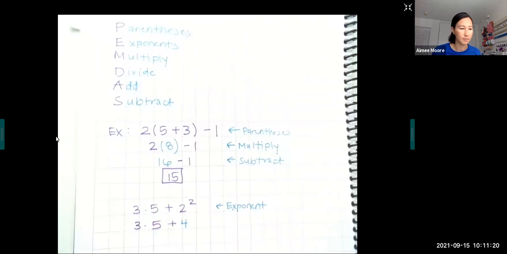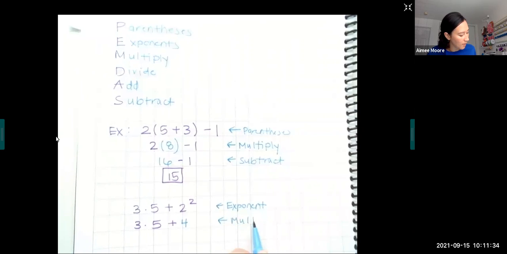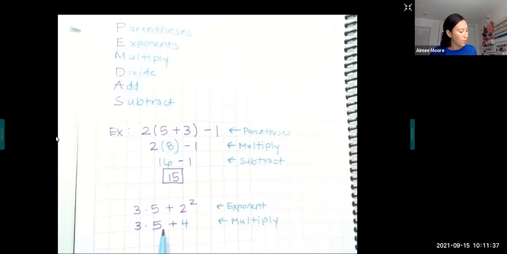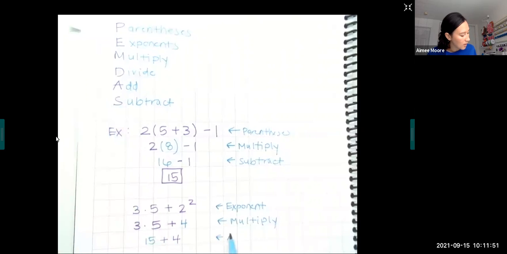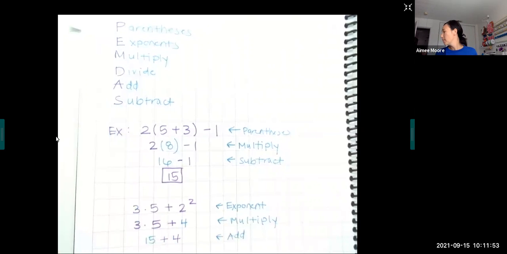Now that we did exponents, we move on to our multiplying and dividing. So in this case, it looks like we have some multiplying to do. So then next we will multiply. And 3 times 5 is 15. Then we bring down our plus 4. So now we have 15 plus 4. So our last step is we can add and subtract. So in this case, we are going to add.